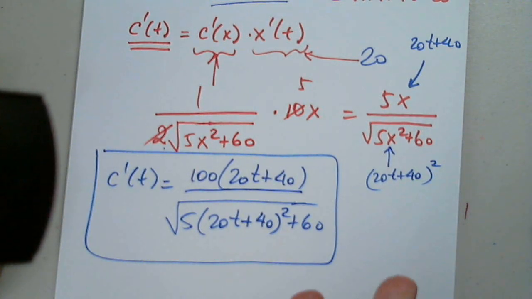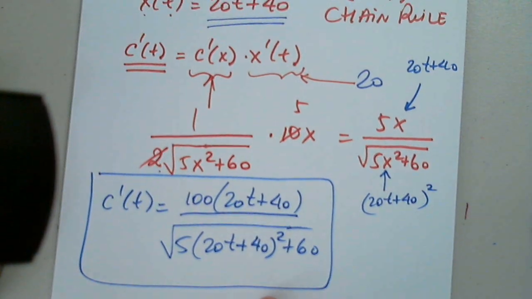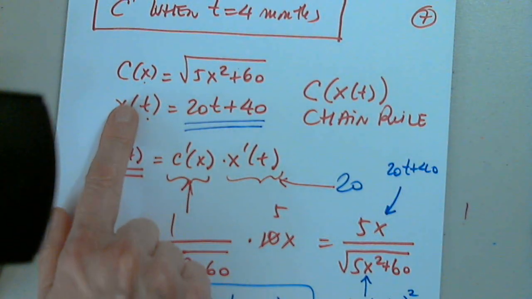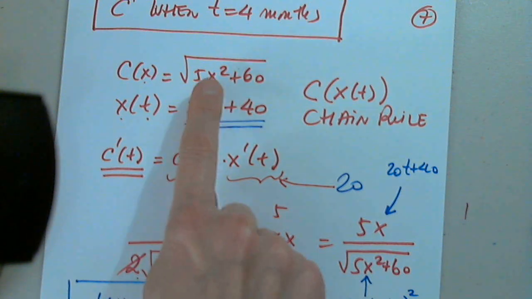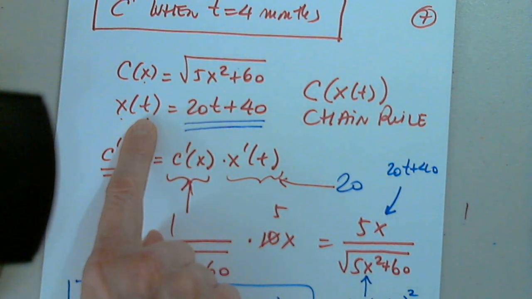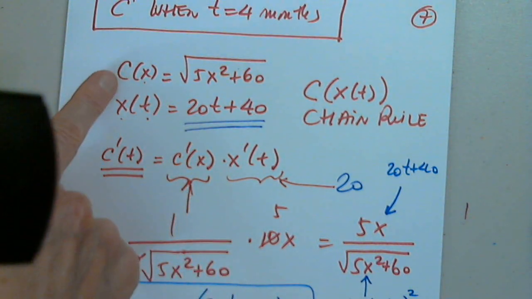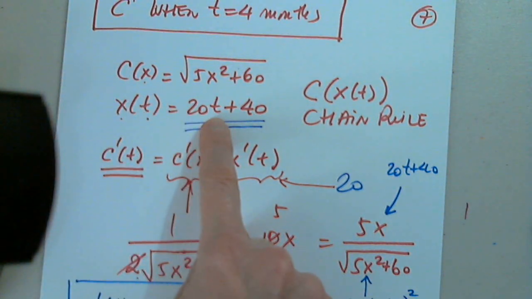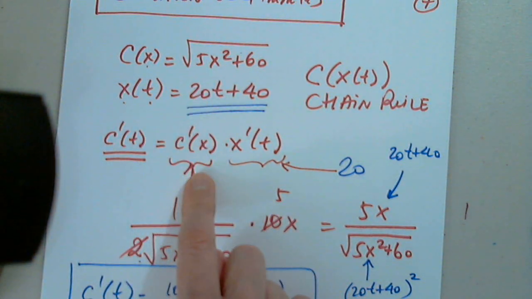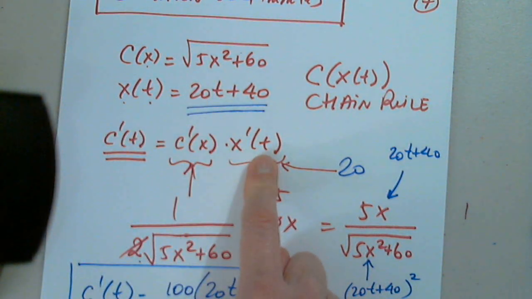So before we do that, let's look at this problem again. We are given c of x, but x is a function of time. So in order to find c prime of t, I have to go through c prime of x first and x prime of t, based on the chain rule.